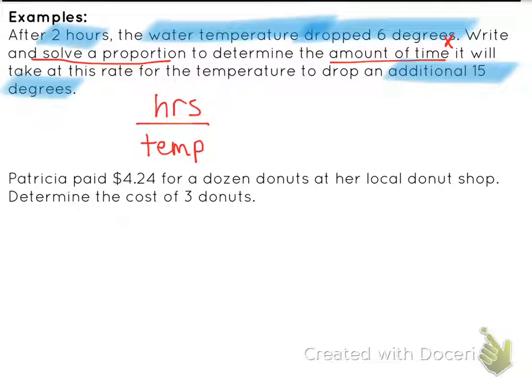When I do hours, the first hour I know is this hour. After 2 hours, it dropped 6 degrees. So 2 hours, 6 degrees dropped. That's our first ratio. For the second ratio, one of those is going to be missing, because the only reason why you have a proportion is because one of those is missing. So I know that the temperature is 15, so that tells me what my x is and what I don't know, which is right there.